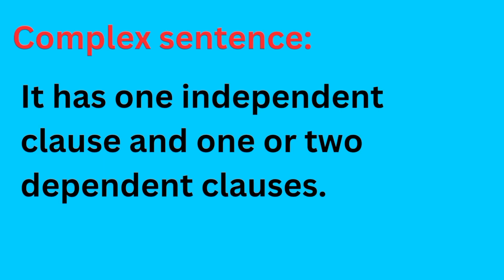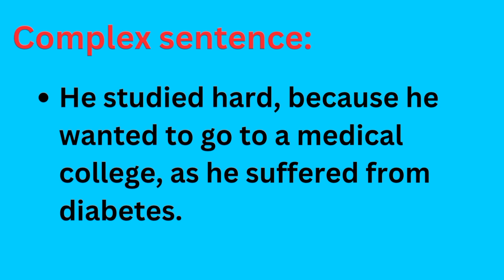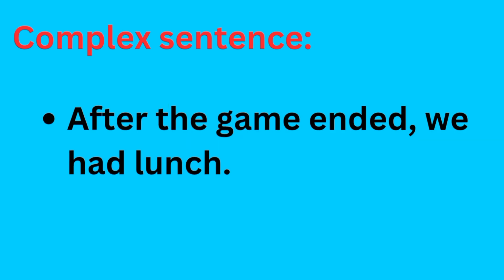Now, complex sentence. It has one independent clause and one or two dependent clauses. For example, he studied hard because he wanted to go to a medical college as he suffered from diabetes. You can see, he studied hard is the independent clause and the remaining parts of the sentence are dependent clauses. After the game ended, we had lunch. We had lunch is the independent clause. After the game ended is the dependent clause.